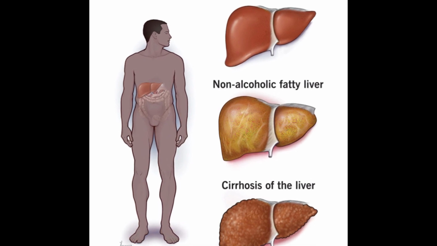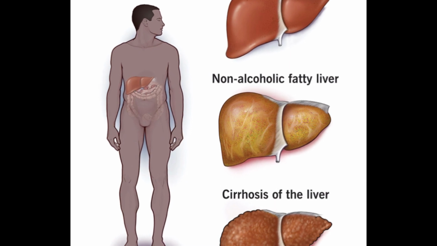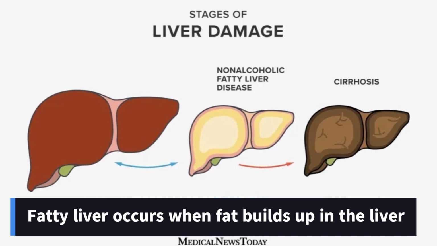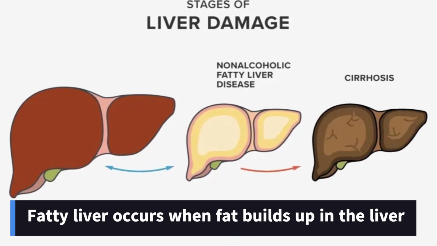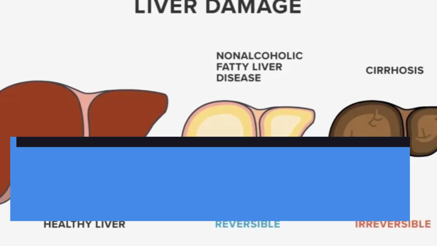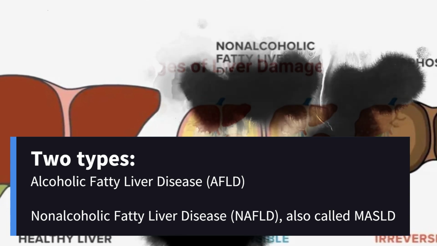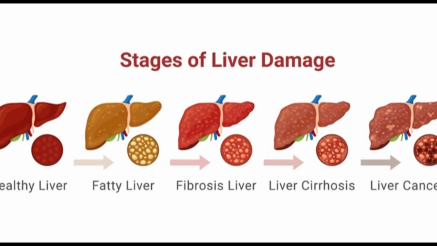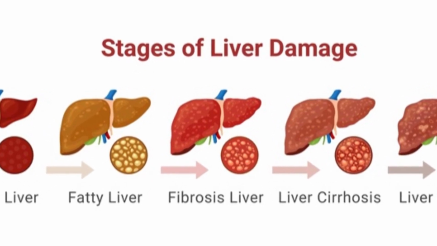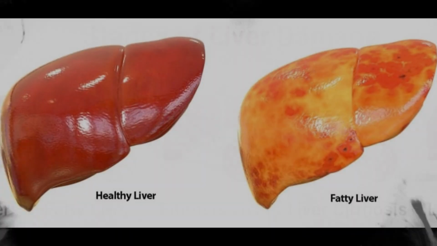Understanding fatty liver disease. Fatty liver disease develops when excess fat accumulates in the liver. This condition can stem from a variety of causes, including obesity, type 2 diabetes, and excessive alcohol intake. There are two main types of fatty liver disease: alcoholic fatty liver disease, AFLD, and non-alcoholic fatty liver disease, NAFLD, also referred to as metabolic dysfunction-associated steatotic liver disease, MASLD.